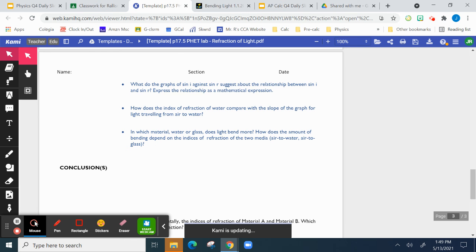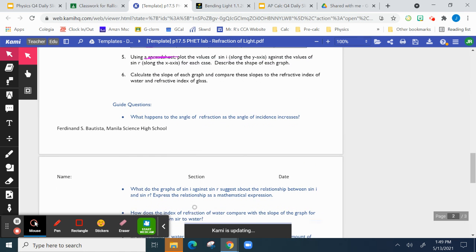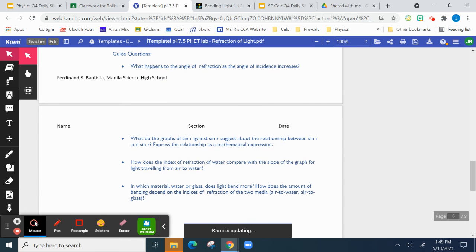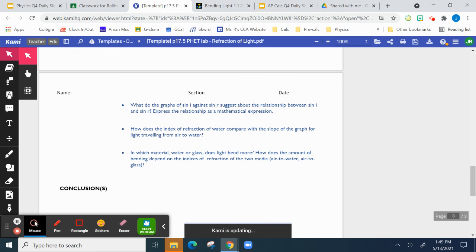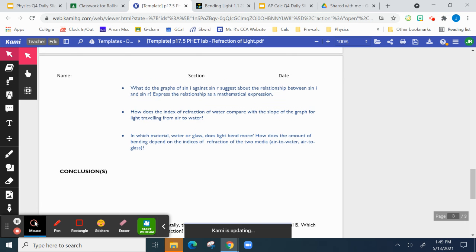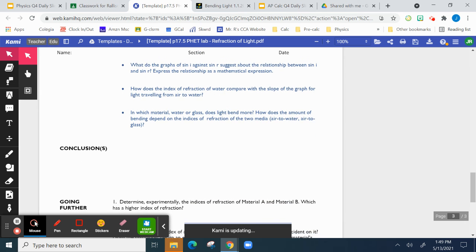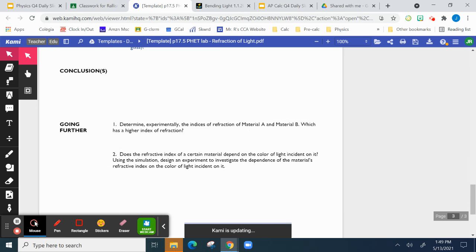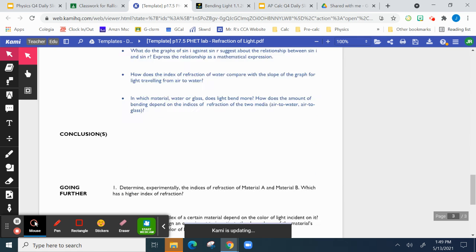Okay, so they wanted you to use a spreadsheet and then make a graph. But you can just plot those on a piece of paper and make a graph and see what happens as you plot the sine of the angle of incidence and the sine of the angle of refraction. And then it just gives you a chance to draw some conclusions.